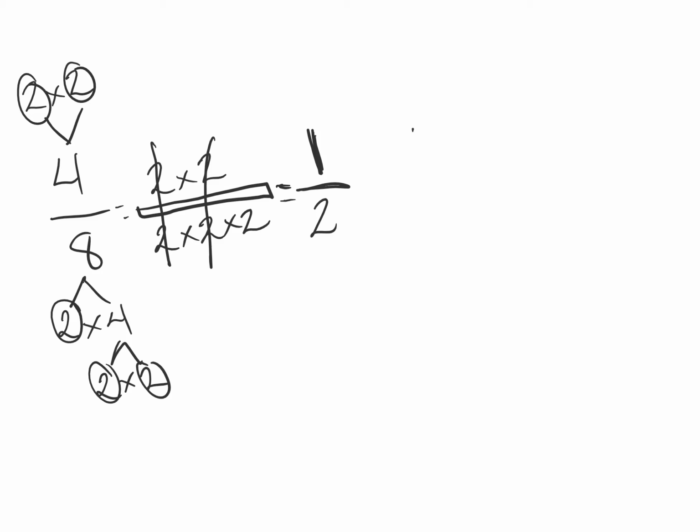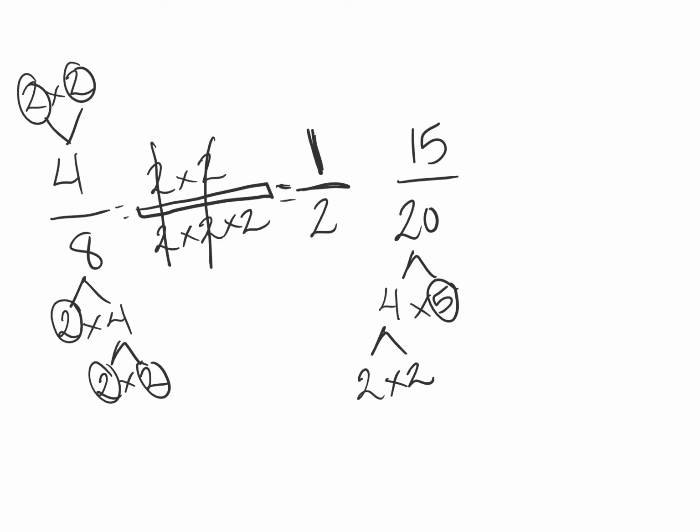Now let's do a little bit of a different one. Let's do 15/20. The same process, you're going to do your up-down trees. So we're going to start with our down tree, and two factors that give us 20 would be 4 times 5. 5 is prime, so we're going to circle it. And two factors that give you 4: 2 times 2. And 2 is prime, so we're going to circle both of those 2's. Now we do our up tree, and two factors that give us 15 would be 3 times 5. Both of those are prime, and we're done with our up tree.